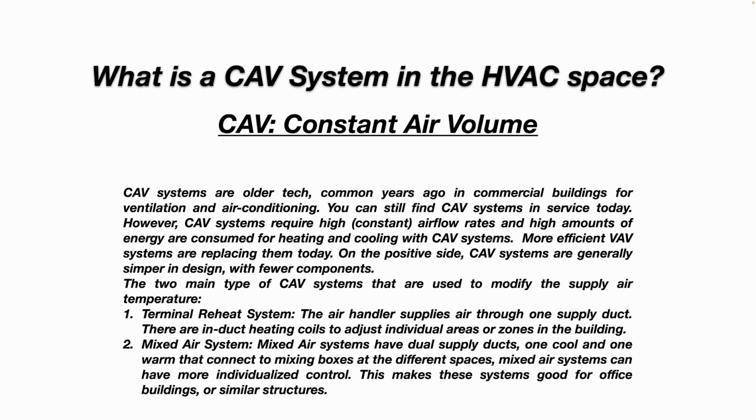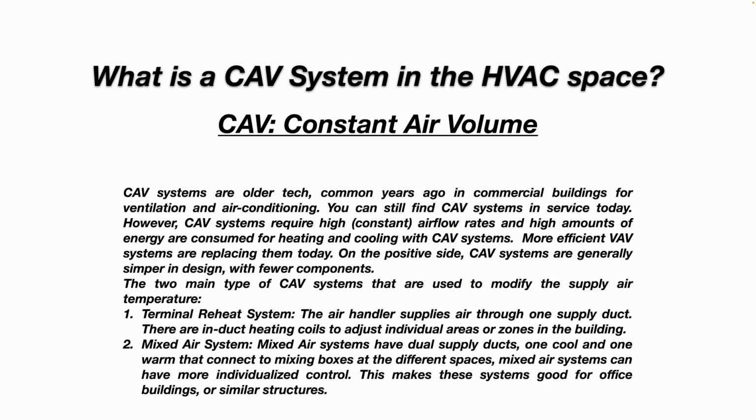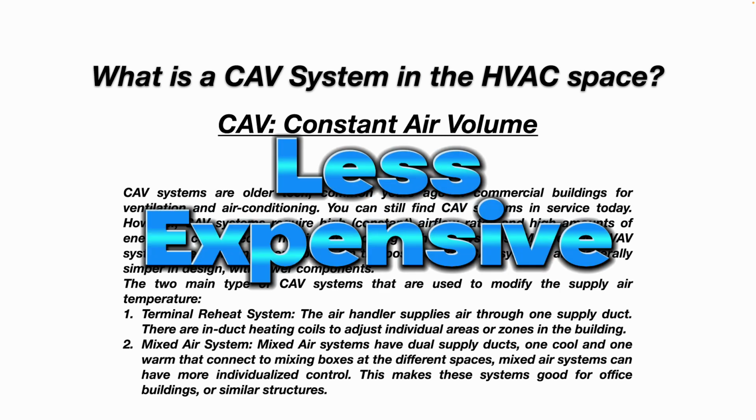However, CAV systems require high or constant airflow rates, and high amounts of energy are consumed for heating and cooling with CAV systems. More efficient VAV systems, or variable air volume systems, are replacing them today. On the positive side, CAV systems are generally simpler in design with fewer components.